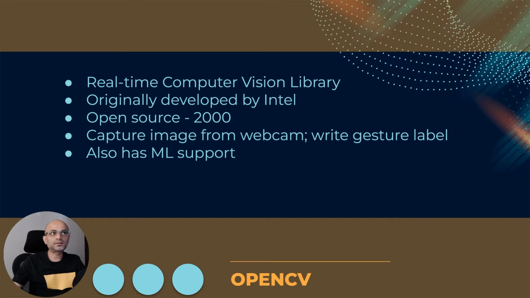So one library that the demo uses is OpenCV. It's a real-time computer vision library originally developed by Intel and open sourced in 2000, and it captures the image from the webcam in our demo, and it also writes the gesture label on top of the image and renders it when we change our gesture, and it displays the same gesture with the text on top of it. This library also has ML support, and I don't think much of it is used in this step.